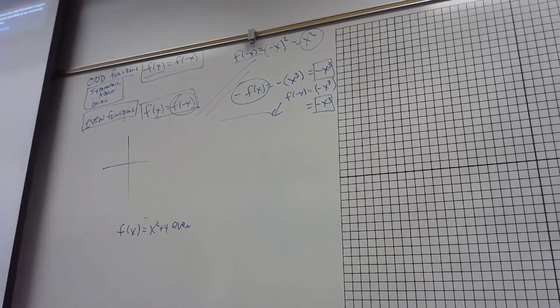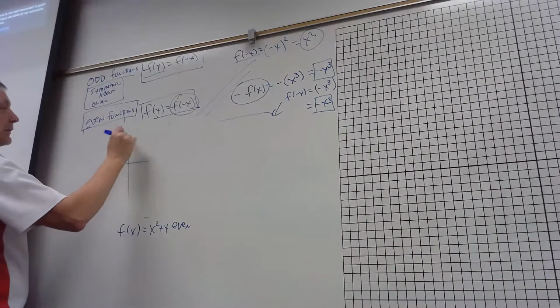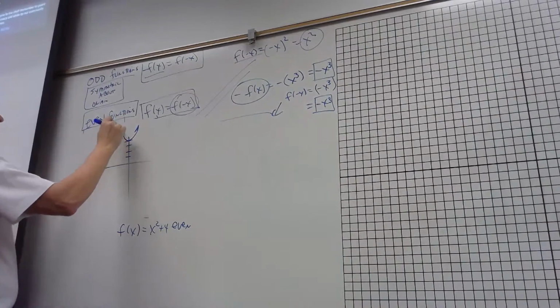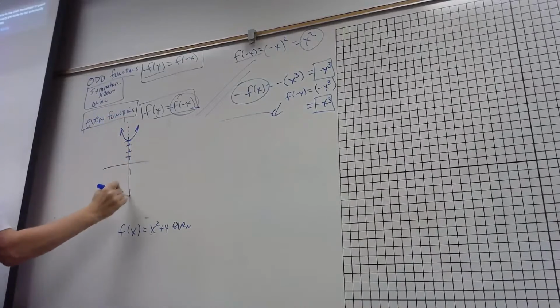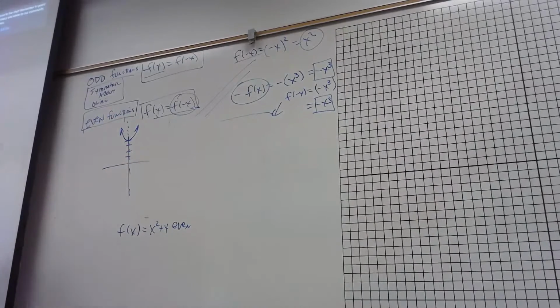So Caitlin, can you do that? Yeah, you would go up 4, and then up it's 4, 1, 2, 3, 4, opening up. It opens up. Is it symmetric about the y-axis? Yes. Yes, so it is even, just like I said.